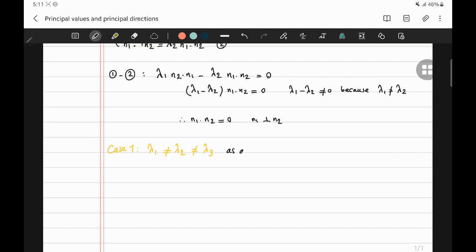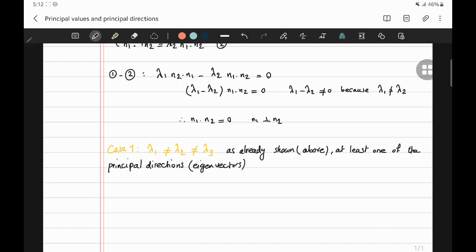As already shown above, at least one of the principal directions, or we call them eigenvectors, let's write it here: eigenvectors are perpendicular to each other.